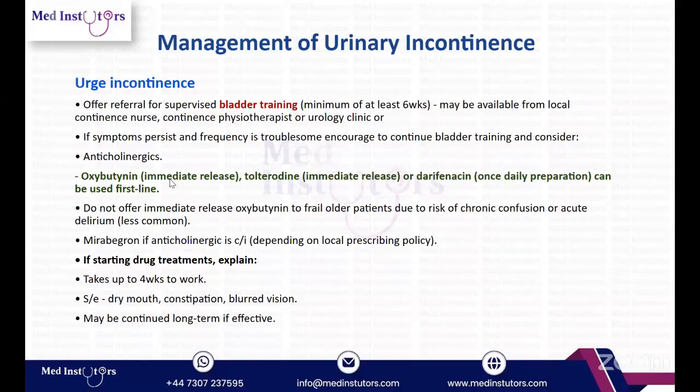We have different options. Try to have a read on all types of drugs. Maybe in your exam, they won't give you the option of oxybutynin. They might give you tolterodine. So that's why you need to have a good knowledge of all the drugs. These are the 3 drugs which are used as first line medical management for urge incontinence, and these are anticholinergic drugs. Do not offer immediate release oxybutynin to frail older patients because that might lead to confusion.